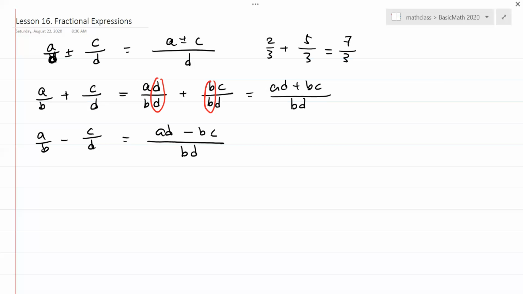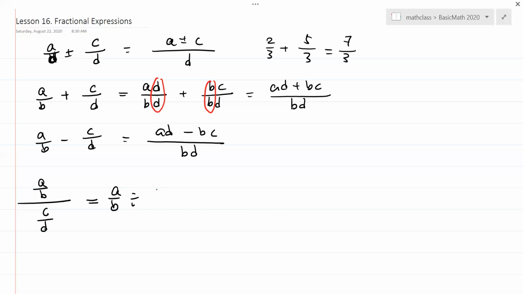So this is one formula. Another formula is division. So if A over B is divided by C over D, how do we simplify this? This is a fraction over a fraction. Another way you can express this is to use division notation.